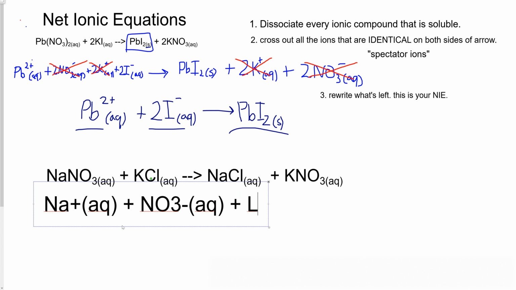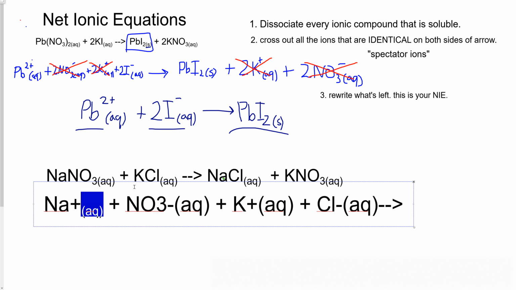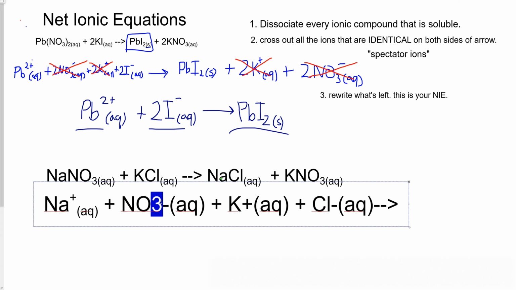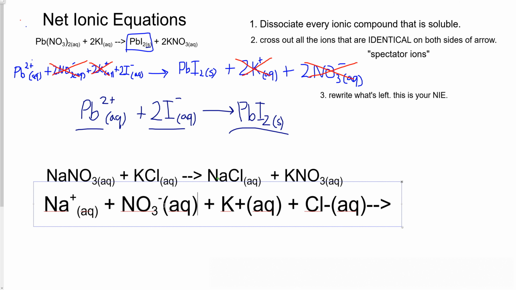Oops. K plus, aqueous. And they can get very long. I'm going to tweak this and shorten it in a sec. Actually, I'm just going to adjust these. That's my plus. That 3 is little. That minus is up top. The aqueous is little.